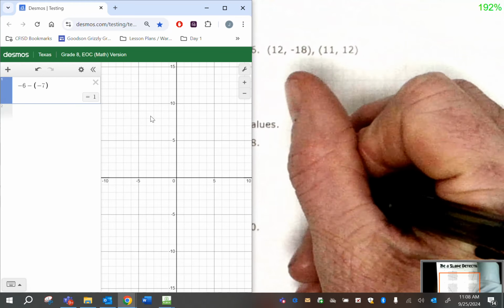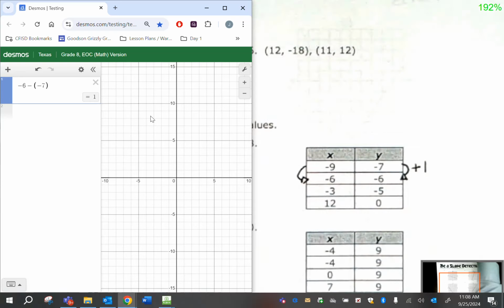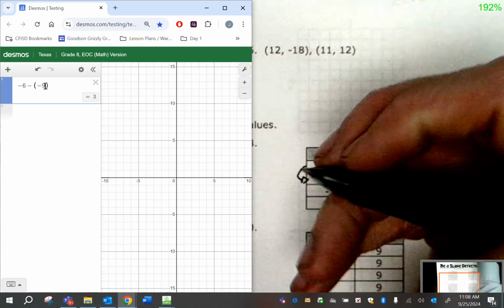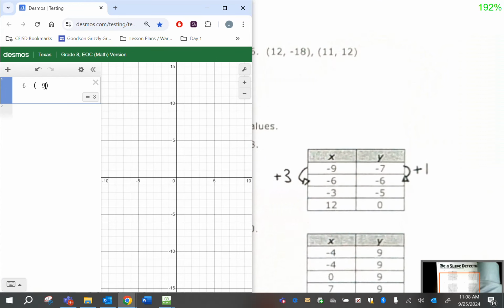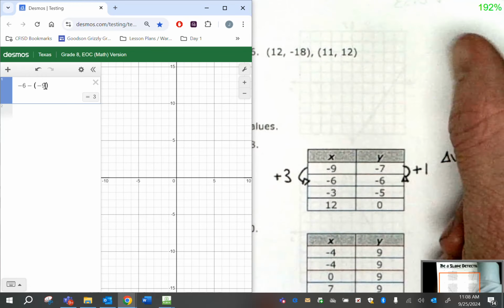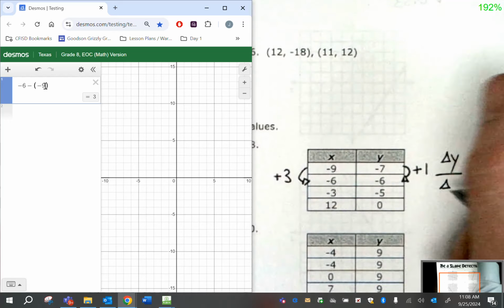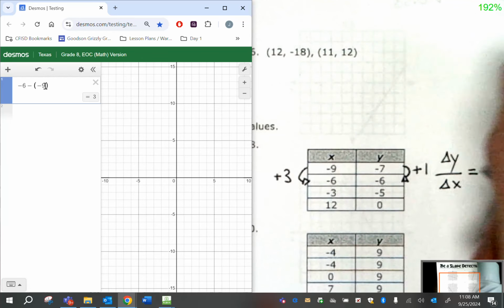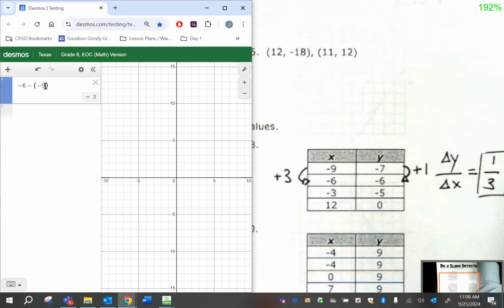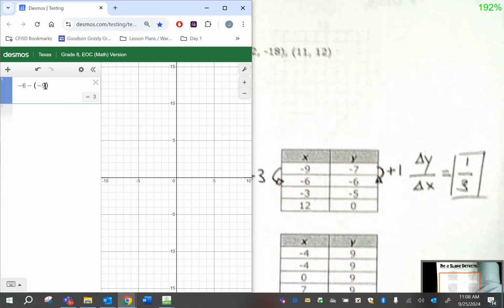Same thing for my change of x. If you can't see just by looking that it went up 3, you take your first one or your second one and you subtract minus your first one. And I got +3 as well. So change of y over change of x is equal to 1/3. That's my slope for that one.